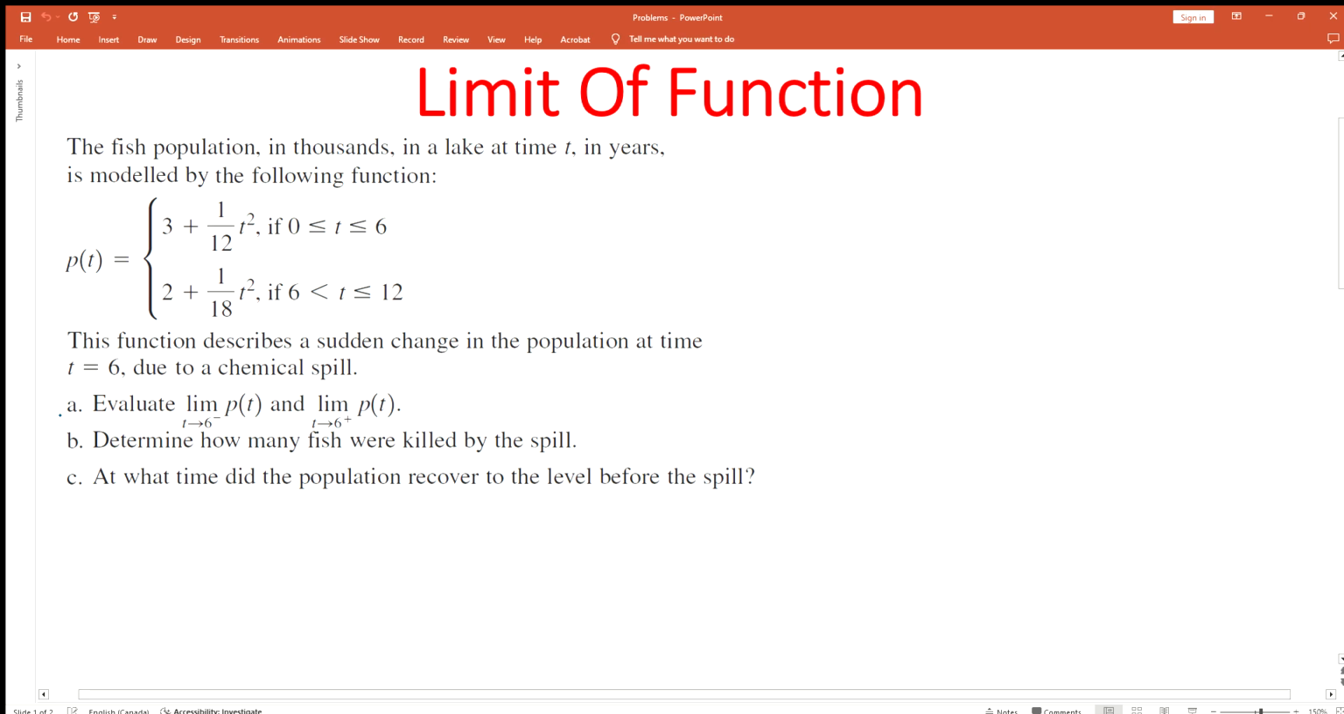As per part A, evaluate the limit as t approaches 6 from the left side for p at t, and the limit as t approaches 6 from the right side for p at t. Let's start with part A. We have to calculate the left-hand limit and right-hand limit for the function p at t. Let's start with the left-hand limit.